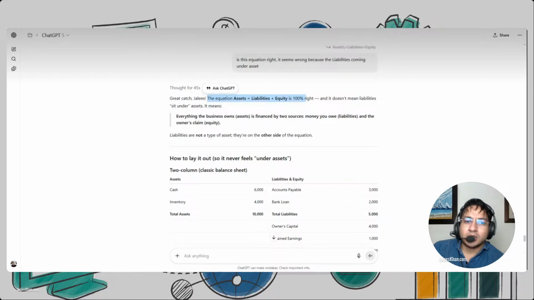Okay. The equation assets equals liabilities plus equity is 100% right. It doesn't mean liabilities sit under assets. It means everything the business owns, the assets, is financed by two sources: money you owe, and the owner's claim, equity, investment, sweat equity, something like so. Liabilities are not a type of asset, they are on the other side of the equation.